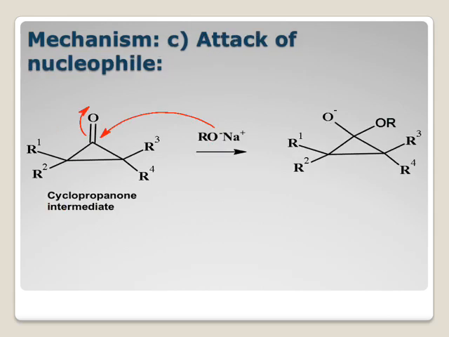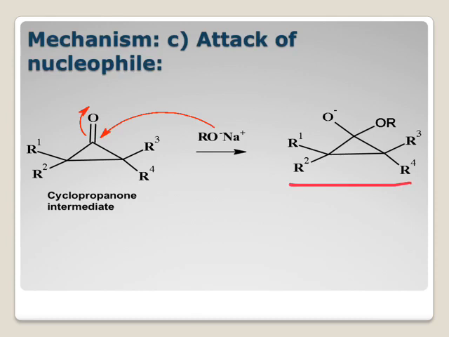Once we get the cyclopropanone intermediate, then there will be attack of a nucleophile. Here I have shown the example of alkoxide ion. Instead of alkoxide ion we can have alcohol or water, or we can use amines also. Based on that we can get different products. Here I have shown alkoxide ion, which will attack the electrophilic carbonyl carbon, and oxygen will acquire a negative charge. We get this intermediate.